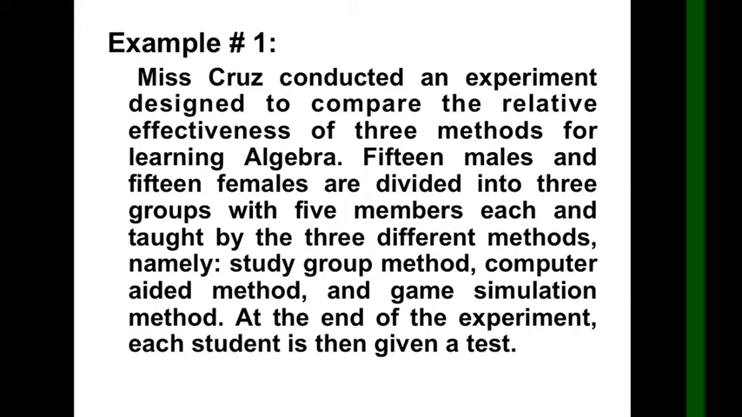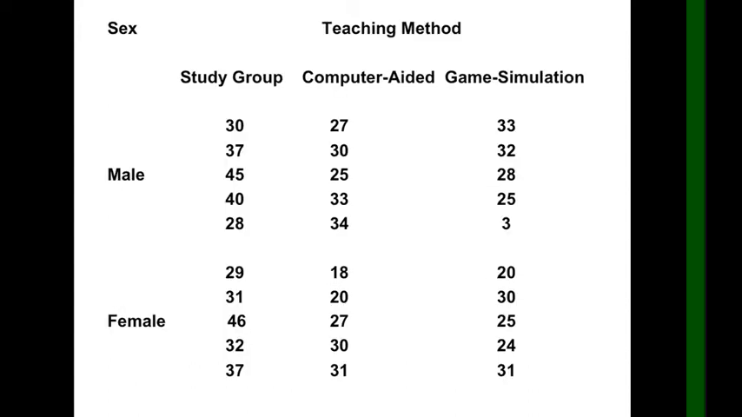Example number 1. Miss Cruz conducted an experiment designed to compare the relative effectiveness of three methods for learning algebra. 15 males and 15 females are divided into three groups, with 5 members each, and taught by three different methods, namely study group method, computer-aided method, and game simulation method. At the end of the experiment, each student is then given a test. So these are the scores of the students.